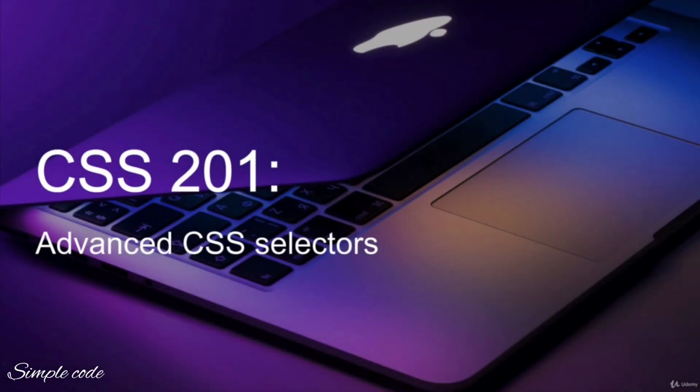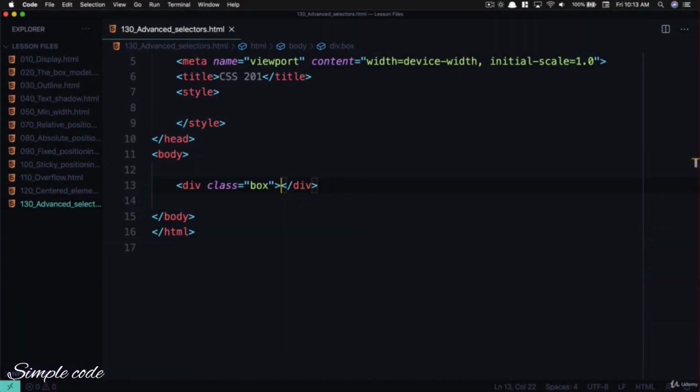All right, let's take a look at advanced selectors. We have a few different selectors we can work with. Actually, there's a ton of selectors in CSS, but we're going to be working with descendant selectors, child selectors, adjacent selectors, and general sibling selectors. So let's go ahead and create a bunch of boxes here.